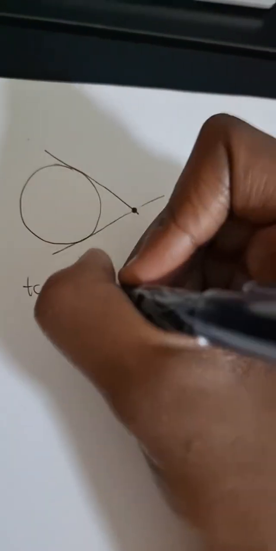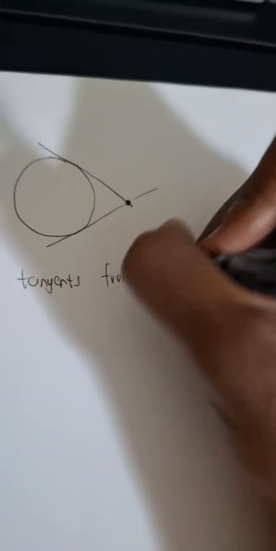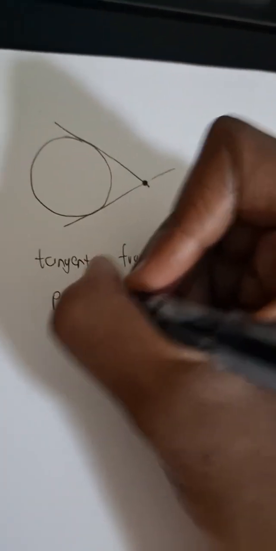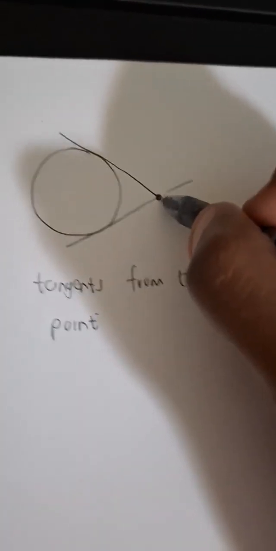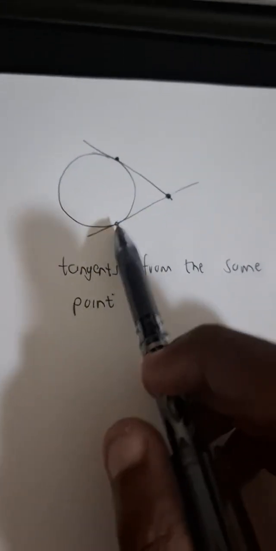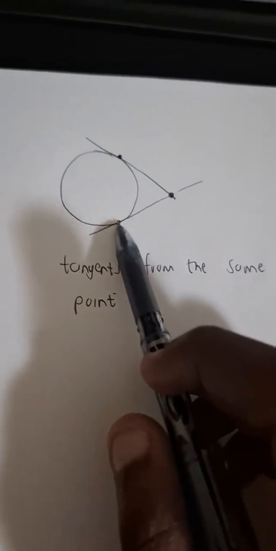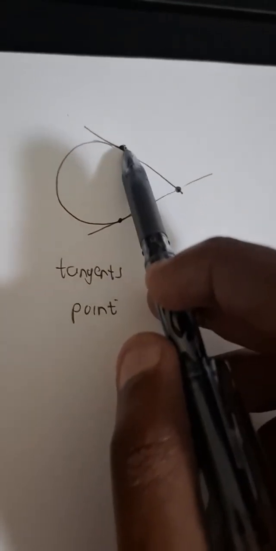Tangents from the same point. Same point, we could also say common point. What about tangents from the same point? So if you have two tangents, guys, and they are coming from the same point, now remember, a tangent would only touch once on the curve. So let's just imagine that this is a tangent touching once on the circle this side and on the circumference of the circle on the other side.